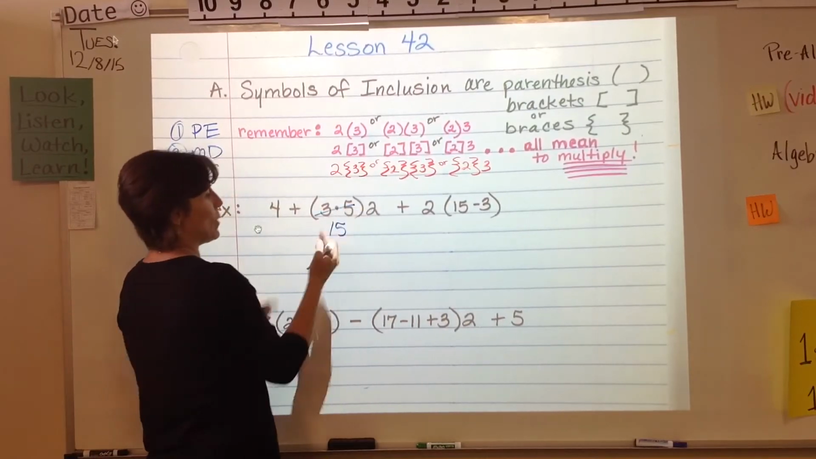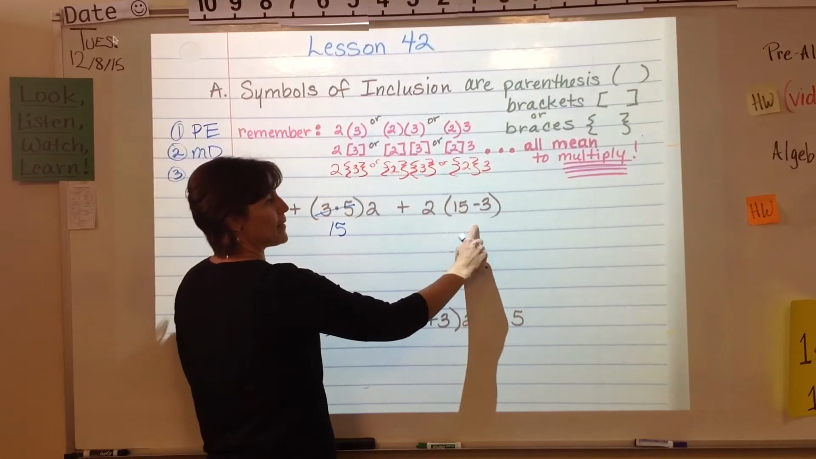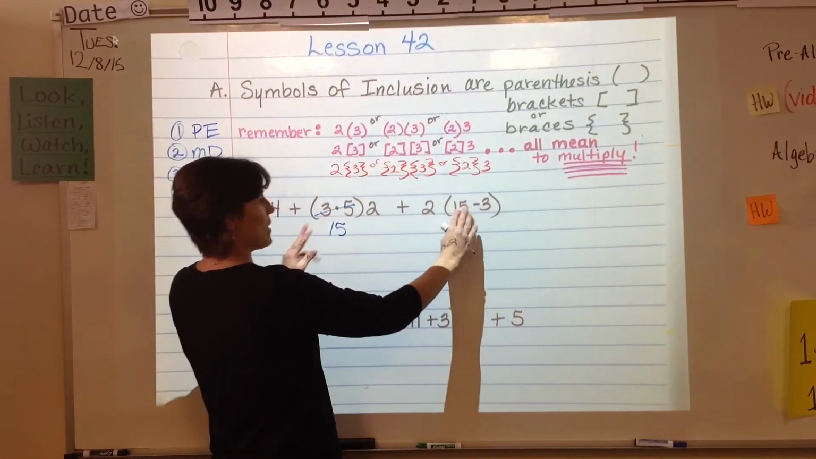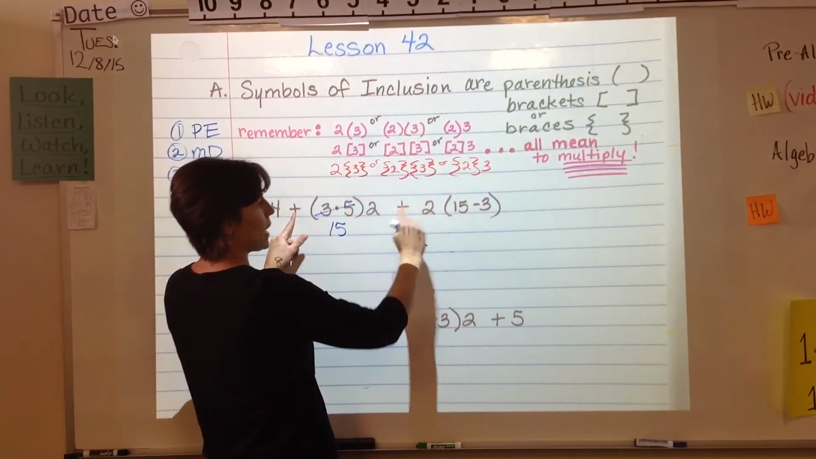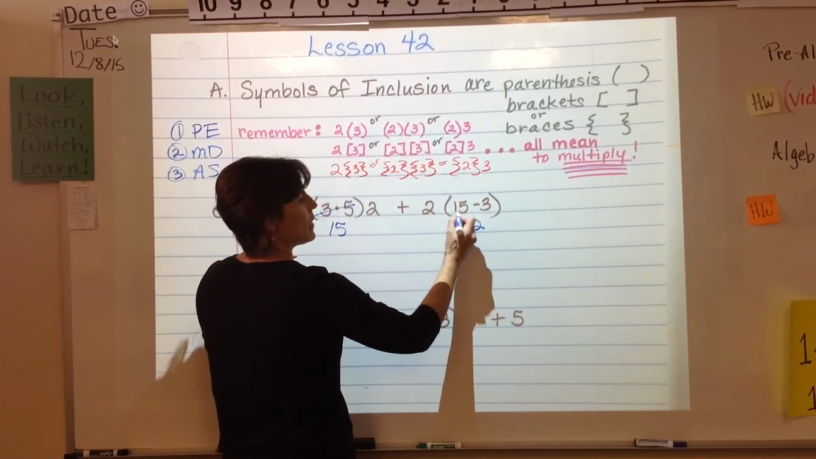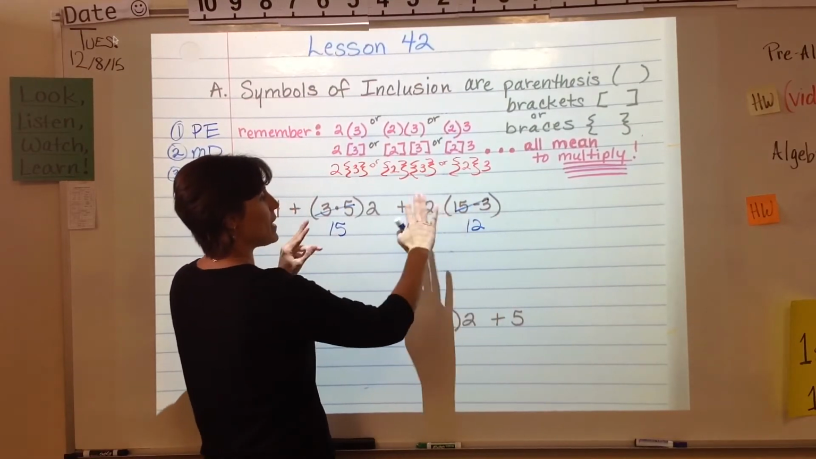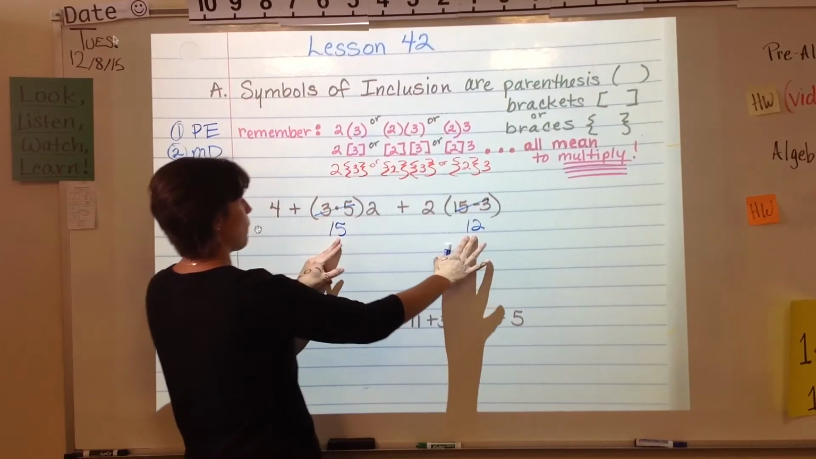You're done with what's inside. You can also do this parenthesis next. You can do them at the same time since they're separated by plus signs. 15 minus 3 is 12. So it turned into 12. That means this has been performed. We don't have to perform that again.